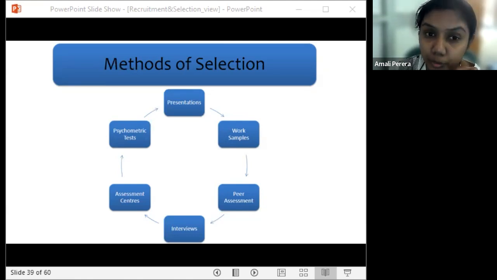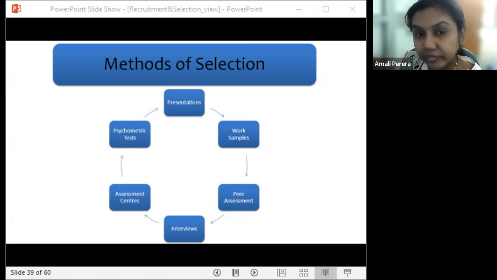And we have psychometric tests, which we are going to learn about in the incoming slides. We could have the personality test, achievement test, and likewise we could give an IQ test, knowledge tests, and reference checks. All these things can be done to see how the candidate is performing or getting marks. The psychometric test is mainly to look at your attitude, your behavior, and your personality. So those are the methods of selection.